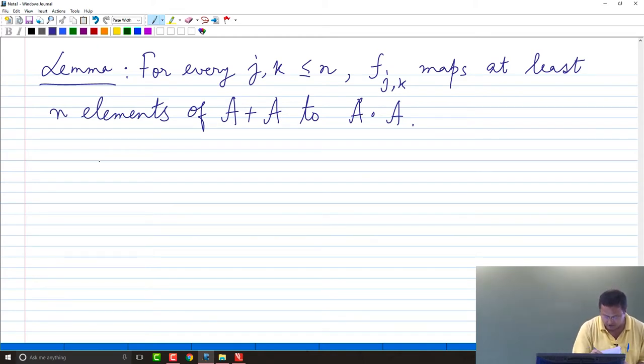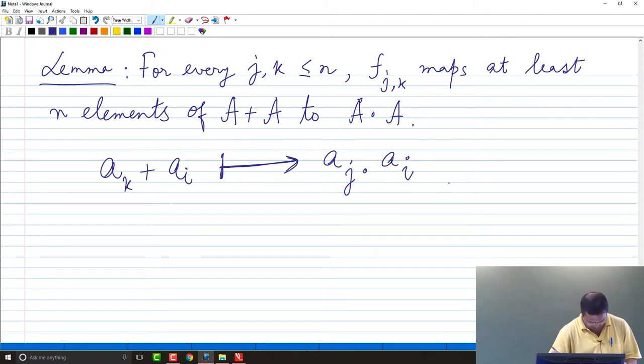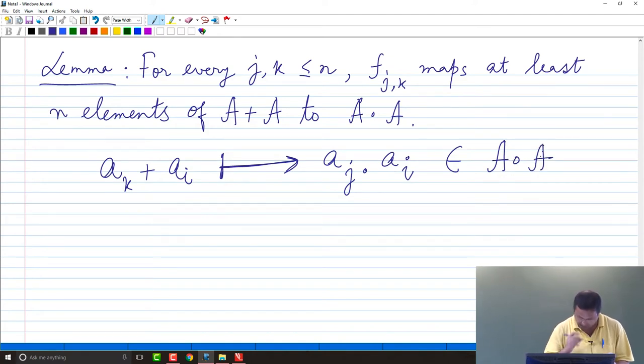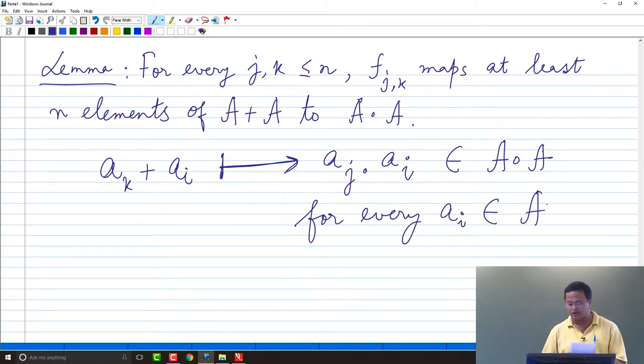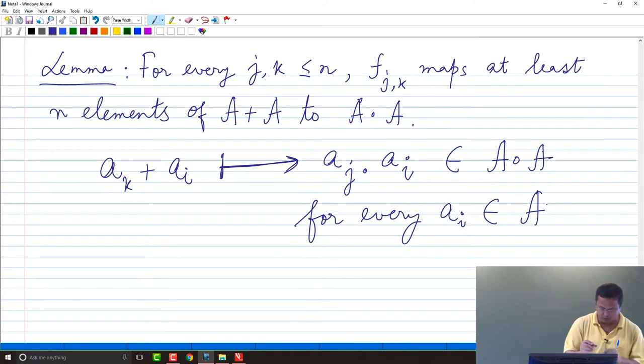So essentially what is happening is a k plus a i goes to a j dot a i, which essentially belongs to this for every a i belonging to A. Right, that is what we wanted.